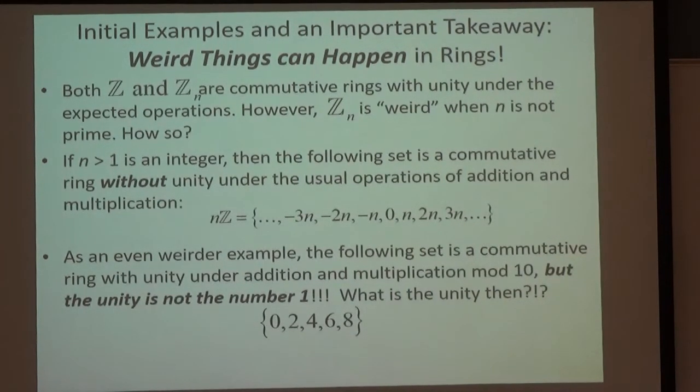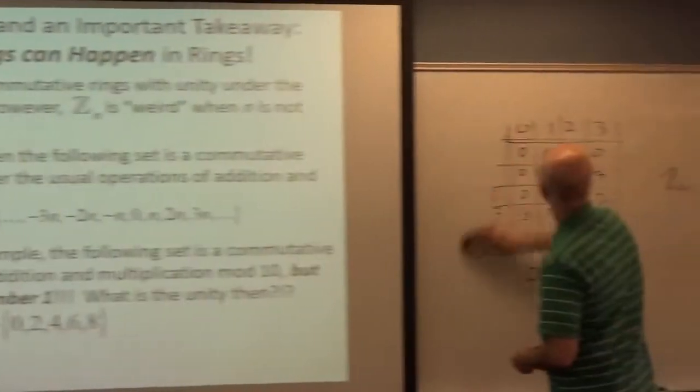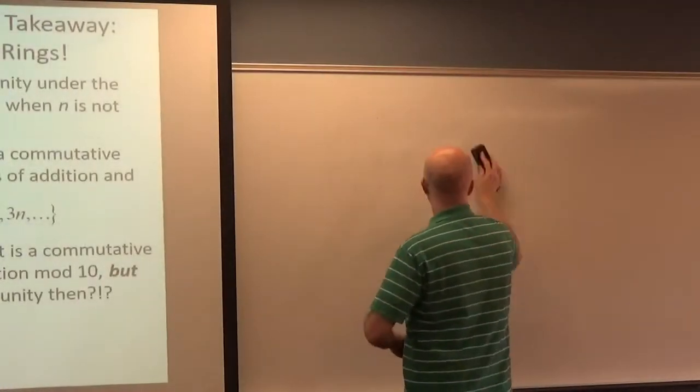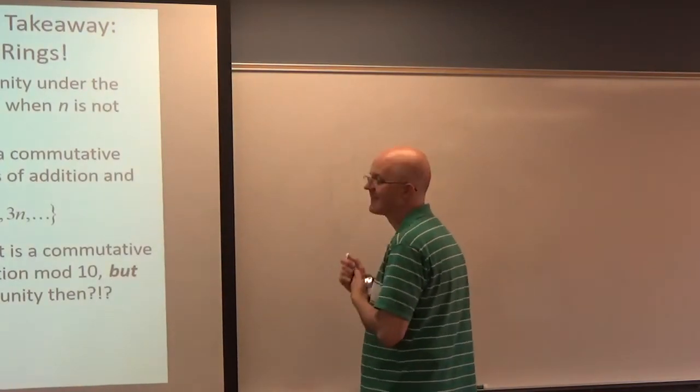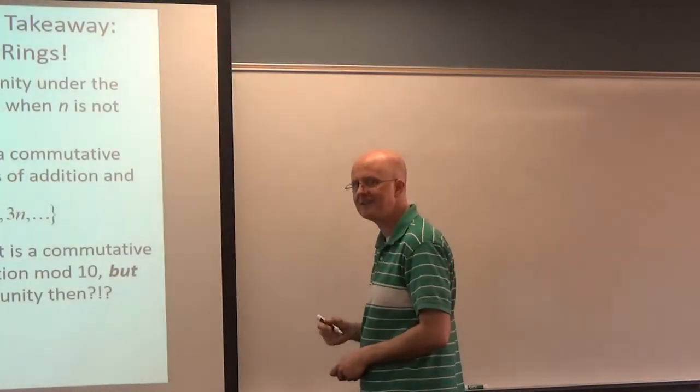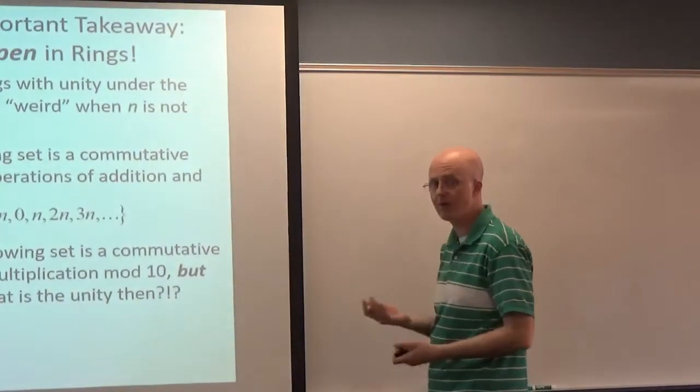That's a commutative ring with unity. There's no 1 in there. How could there be a unity? Well, one of the other elements is acting like the unity. And this is getting at the caveat that I need to mention with regard to what really is a unity.